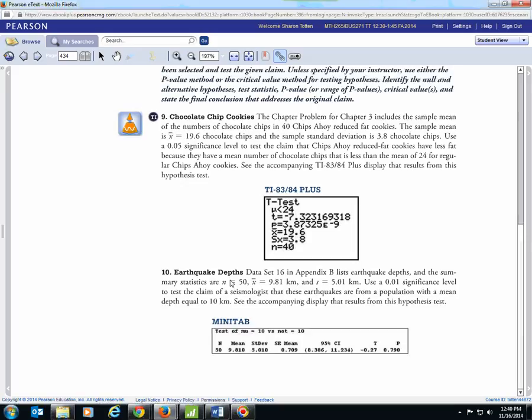Now we've got n is equal to 50, our sample mean is 9.81, and then our sample standard deviation is 5.01. We want to use a 0.01 significance level, and I want to highlight that number right here. We'll come back to that in just a minute, but remember that. And then we're going to test the claim of seismologists that these earthquakes are from a population with a mean depth equal to 10 kilometers. And this is the output that we hope to see.